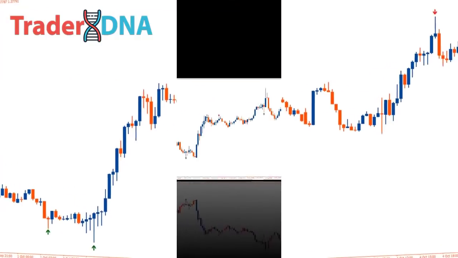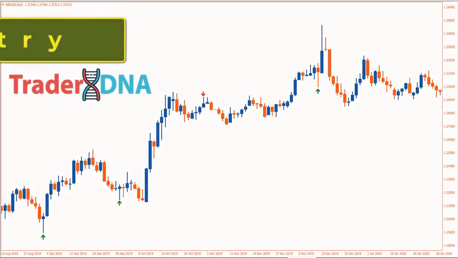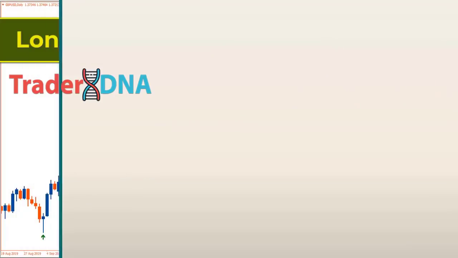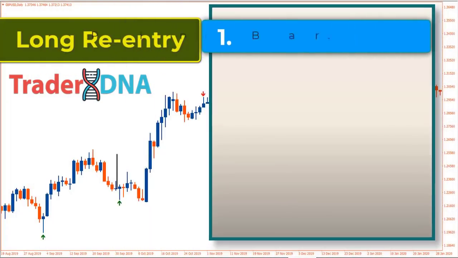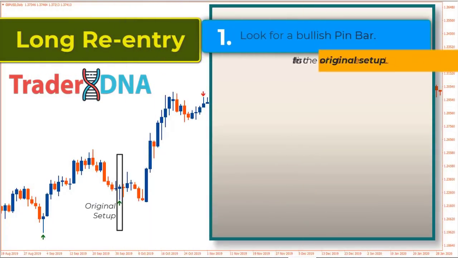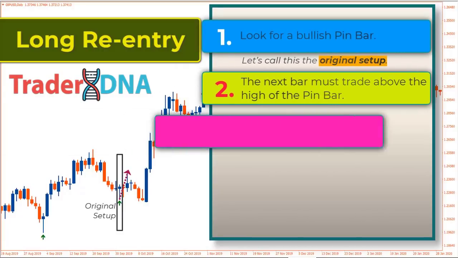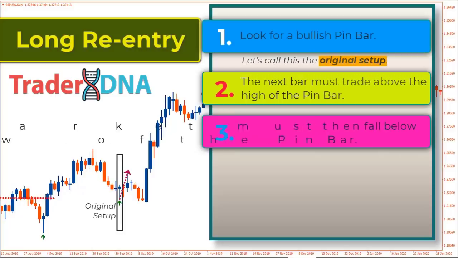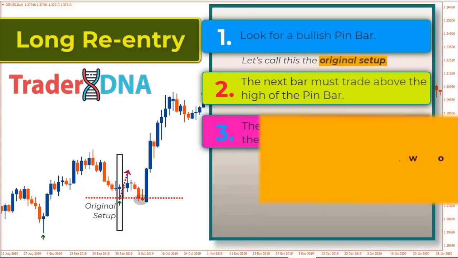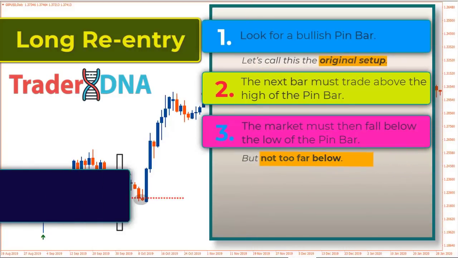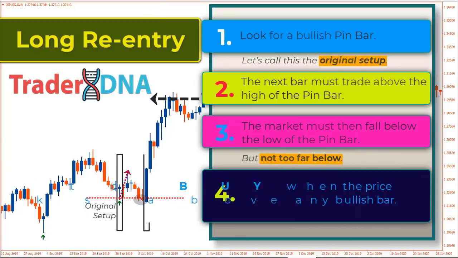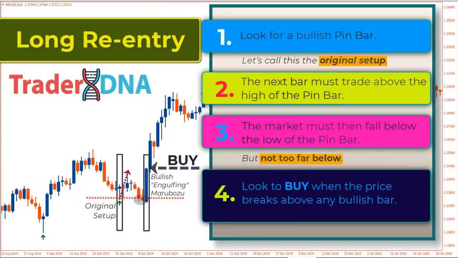Long re-entry trading setup. Follow these steps. First, look for a bullish pin bar. Second, the next bar must trade above the high of the pin bar. Third, the market must then fall below the low of the pin bar, but not too far below. Fourth, look to buy when the price breaks above any bullish bar.